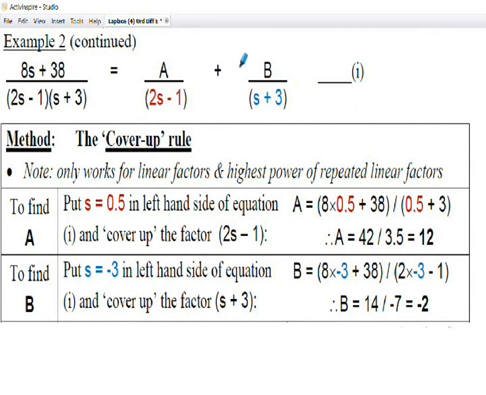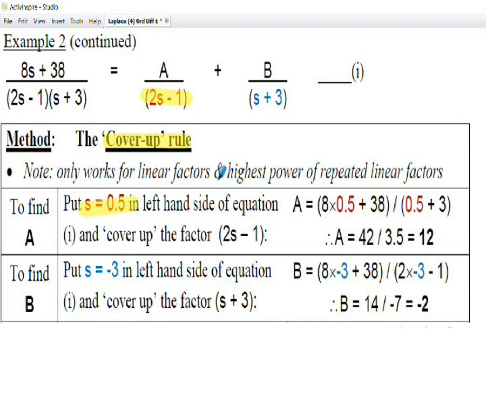Just repeating the top line for convenience here. So now what we've got to do is find the values of A and B, our constants here, for our partial fractions. We're going to use the cover-up rule again because that's nice, quick and easy here. Don't forget the way the cover-up rule works. We have to find the value of s that will make the denominator go to 0. So I think it's clear to see that s is equal to 0.5 in this case. 2 times 0.5 gives me the 1. Take away the 1 goes to 0.